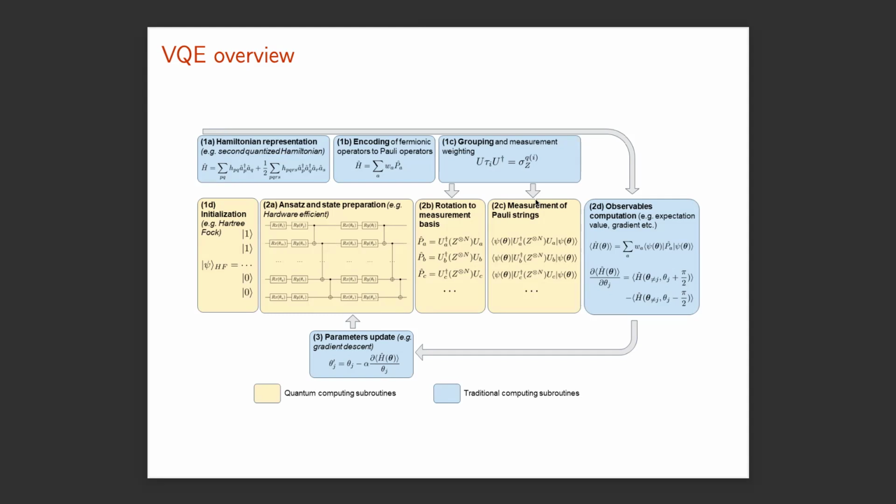And then we perform a rotation to a measurement basis, which we are going to discuss in more detail today. And when we have that, we perform a measurement of given Pauli strings. But here we actually feed in from the weighting and the groupings the transformations which we are making. Then this is transferred to the optimization part, where we calculate these derivatives and set up the gradients. That gives us a parameter update by gradient descent, which is then fed back into the ansatz and state preparation.